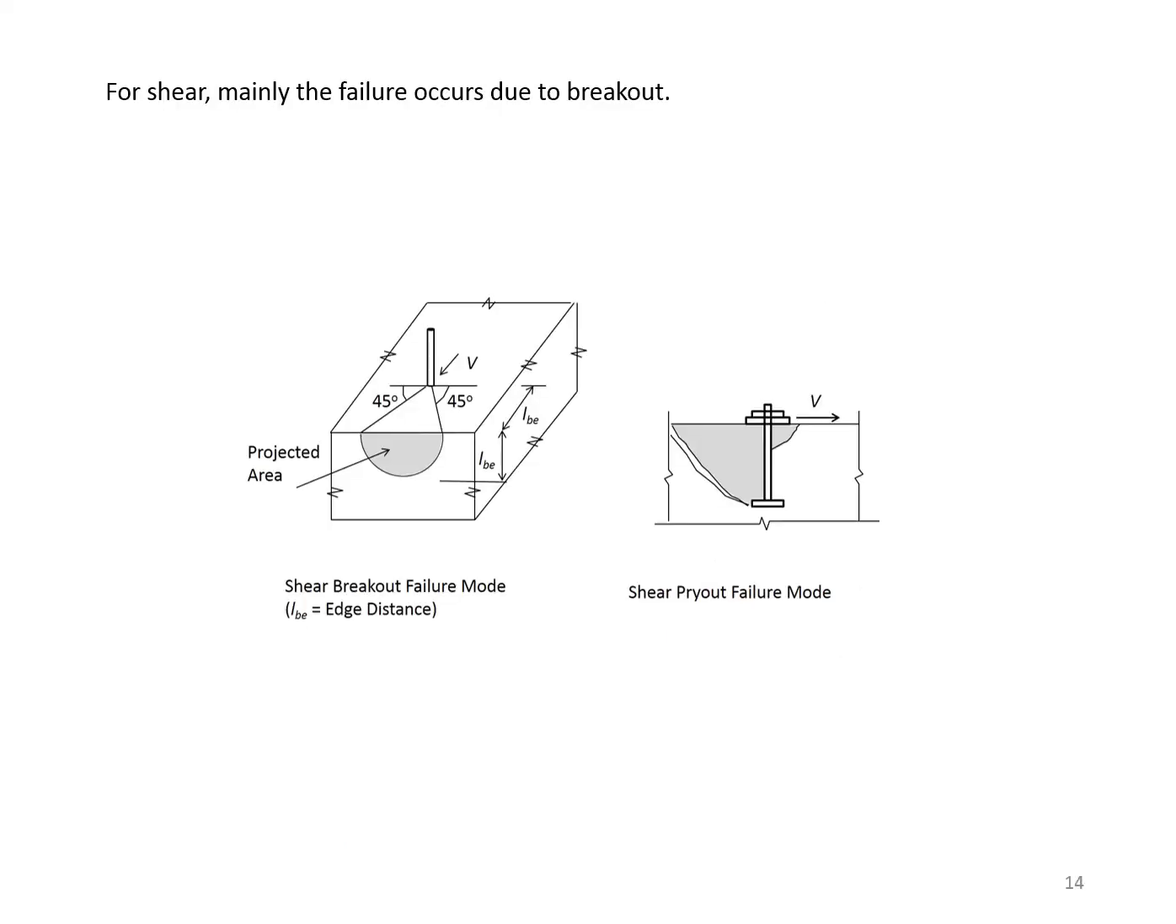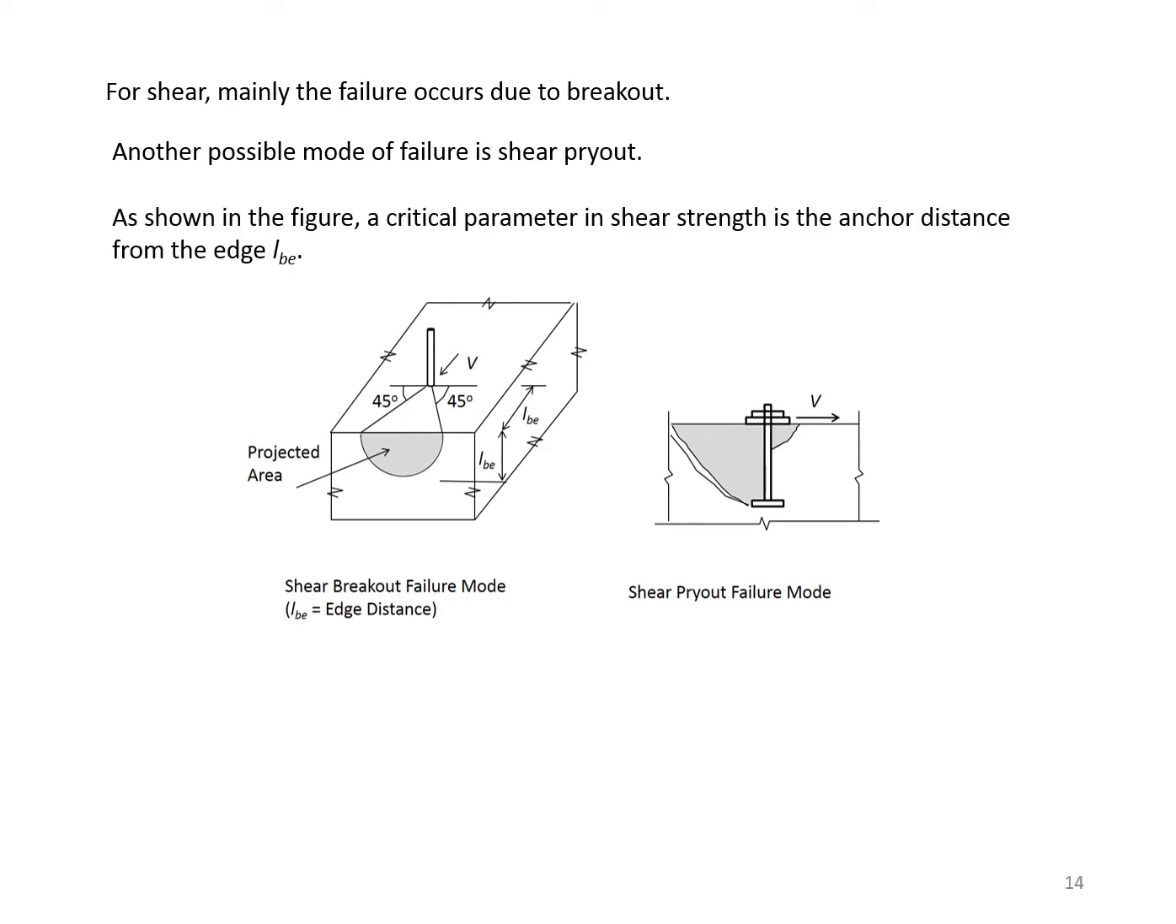For shear, mainly the failure occurs due to breakout, as shown in the figure to the left. Another possible mode of failure is shear pry-out, as shown in the figure to the right. As shown in these figures, you notice that the critical parameter in shear strength is the anchor distance from the edge, which is designated as L sub BE.